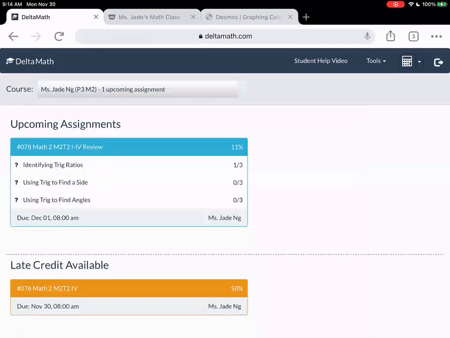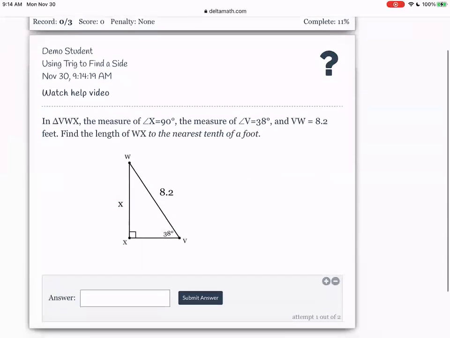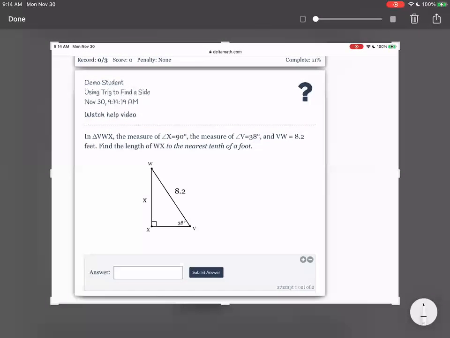Let me do an example for using trig to find a side. In this case, we have already a triangle drawn for us. And then it says all this. Oops, I need to screenshot this so I can write on it. Okay, it says all of this stuff. I'm not going to read that because it's already labeled. It says find the length of WX to the nearest tenth of a foot. So we want to find this side length, the side of WX.